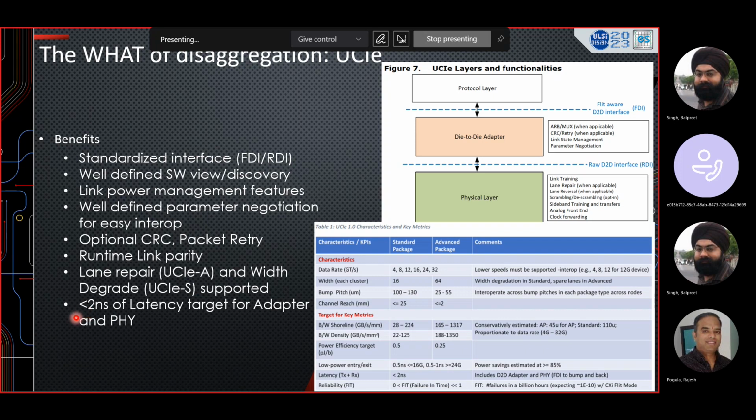And like I said, it has a target latency of less than 2 nanoseconds for the adapter and PHY. So the one side of the stack is expected to take less than 2 nanoseconds, which means that we have already squeezed it to the bare minimum in terms of latency. Yes, active mode latency, absolutely. Yeah, it's like barely anything.